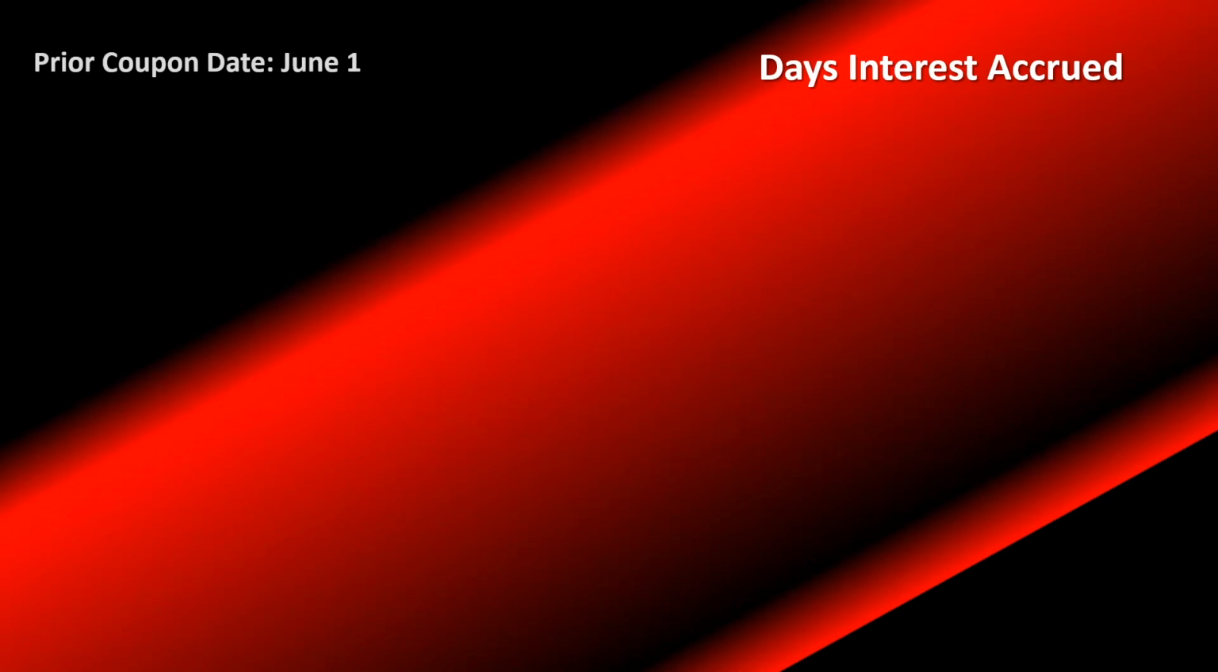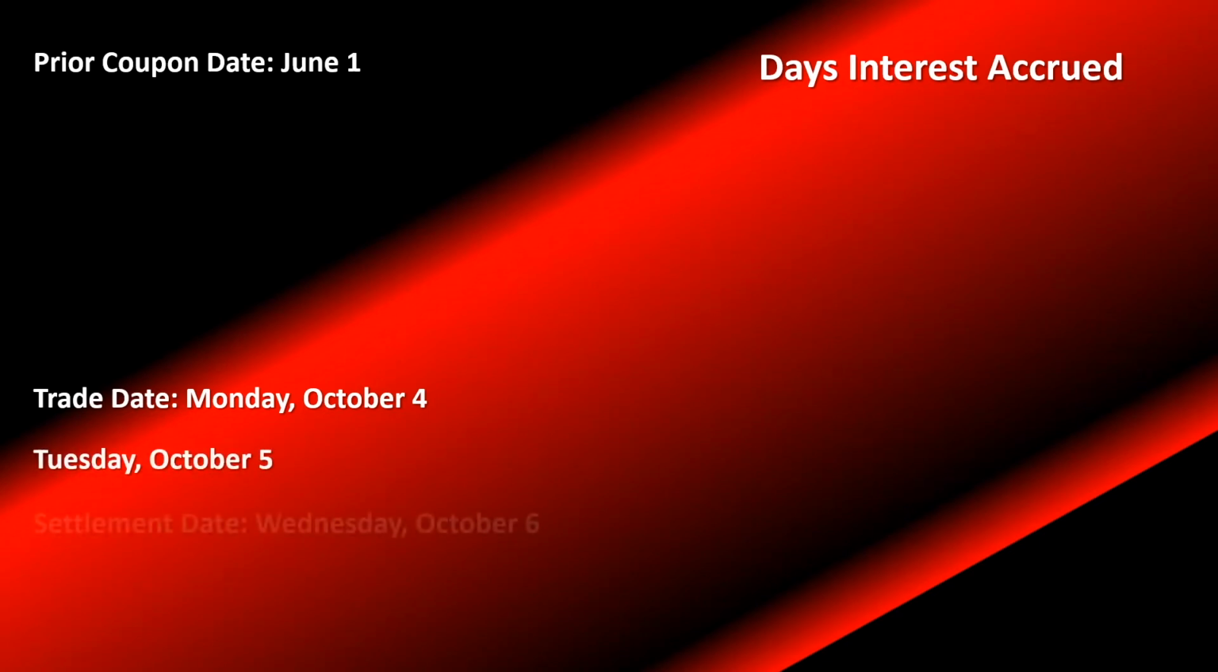To figure out the end point, just use the day prior to settlement. Remember, settlement occurs 2 business days after the trade date. This means the bond will settle on Wednesday, October 6th, 2 days after October 4th, when it was bought. The entire timeline then is from June 1st, the most recent coupon date prior to purchase, to October 5th, that is up to, but not including the settlement date.